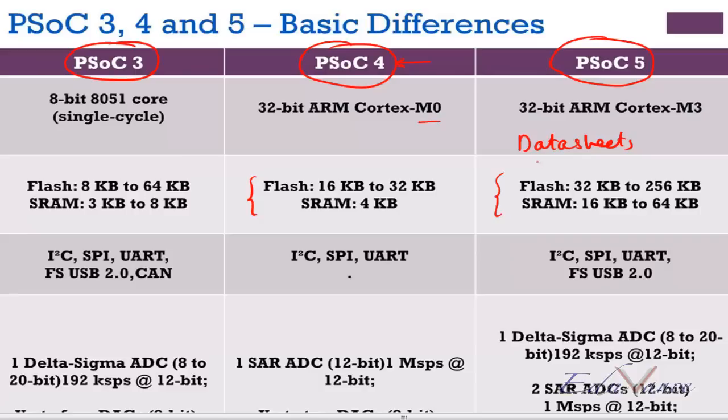And then there are differences in the interfacing capabilities of each device. So your PSoC 3 can do a CAN protocol, has full speed USB. Your PSoC 4 has I2C, SPI, and UART. Your PSoC 5 has I2C, SPI, UART, and full speed USB. So depending on the need of your design, you can use these devices.